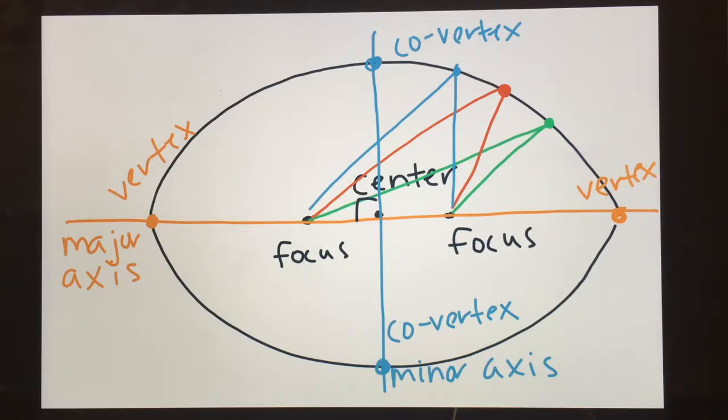And if you're ever asked what the length of a vertex is, or not the length of a vertex, sorry, the length of an ellipse, it is the distance from one vertex to the other. That's how you know the length. And I'm saying vertex, not co-vertex, so it would be the longer distance of the two.